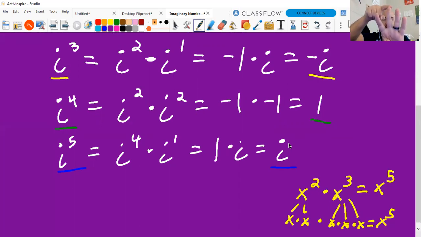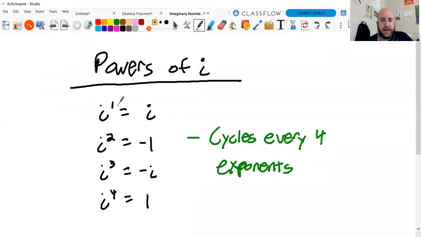So what do you think i to the 6th is? It's -1. i to the 7th is -i. i to the 8th is +1. And we go back and keep going. It's a cycle. So what's that cycle look like? Right here. i to the 1st is equal to i, i squared is -1, i cubed is -i, i to the 4th is 1. It cycles every 4 exponents.